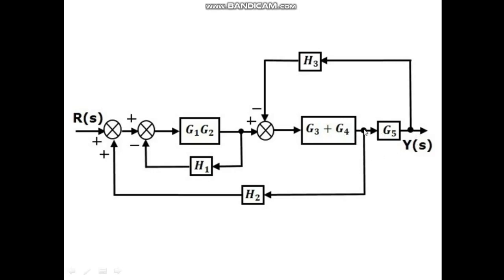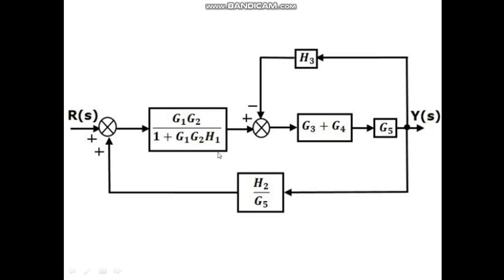So now to move this particular point here, what we have to do is we have to add 1 upon G5, we have to multiply 1 upon G5 with H2. So let us go by step. Let us reduce this transfer function so that we get this answer as G1 G2 divided by 1 plus G1 G2 into H1. Now as I already said, we have to shift this summing point to the right hand side of G5, so I have done it here. So I have multiplied H2 with 1 upon G5.